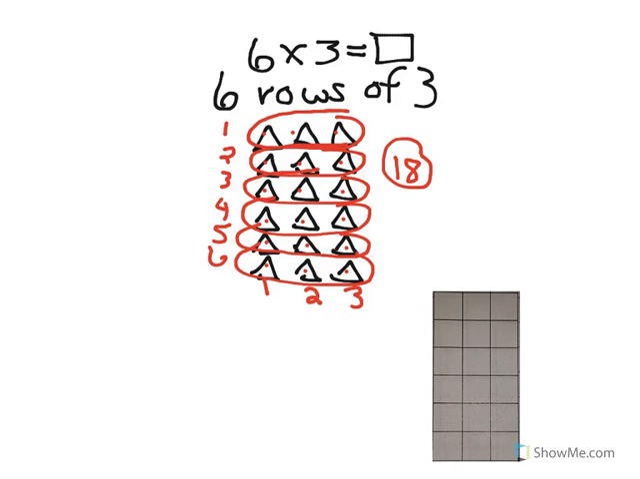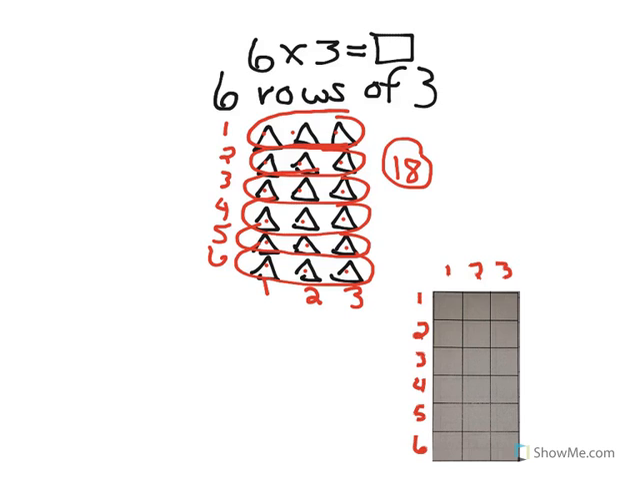So once you've glued this, let's label each row. This is row 1, row 2, row 3, row 4, row 5, and row 6. And we have 1, 2, 3 in each row. Just like we saw on the array, the only difference here is that instead of using shapes or some other kind of representation, we are using our grid to show the area.